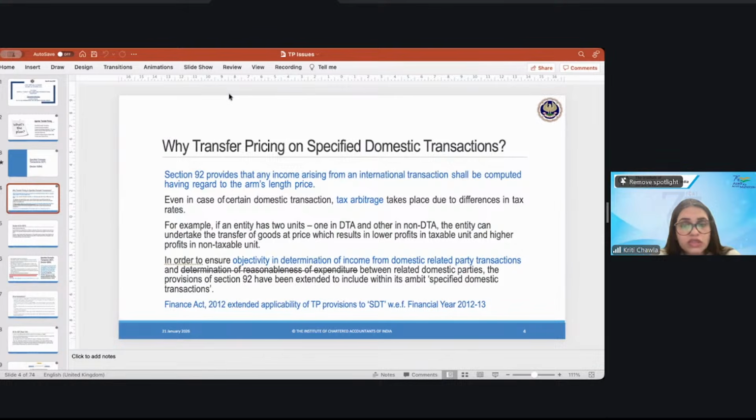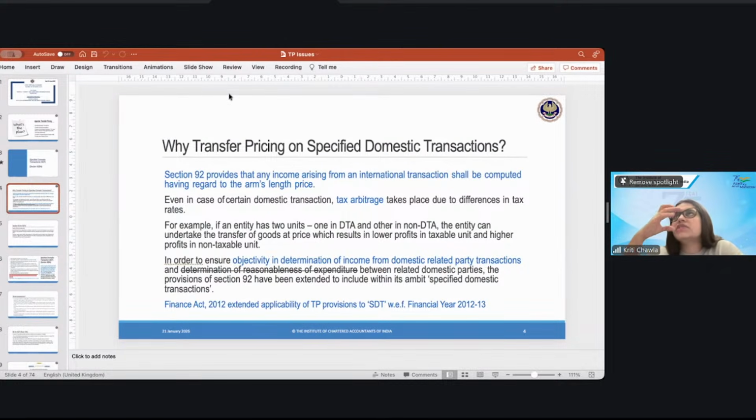And to prevent those kinds of situations, they came up with something called specified domestic transactions. Why? Because there is shifting of profits from a high tax area to an entity where there is lesser tax or no tax. And the second thing is that this is happening between two related entities. I said that these two entities are part of the same group. This is the reason these are related entities.